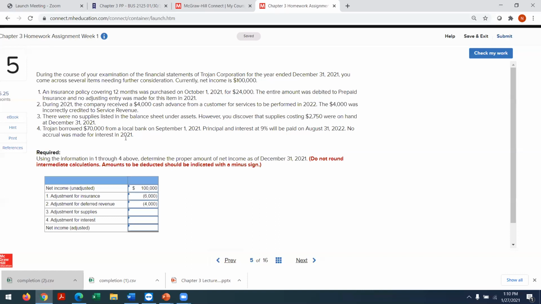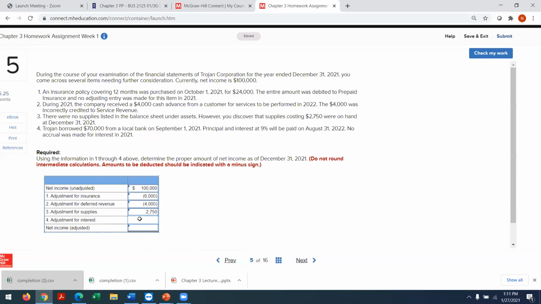Hey guys, what happened here? They must have debited supplies expense for everything instead of debiting the asset supplies, right? Yep. So what do we do? How do we adjust this? Did their screw up increase our net income or decrease our net income? Increase. We need to fix it by increasing the net income by $2,750. Correct. Now, number 4.